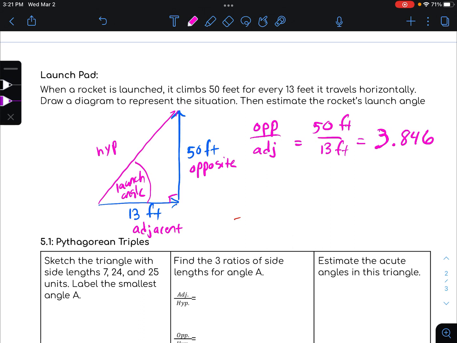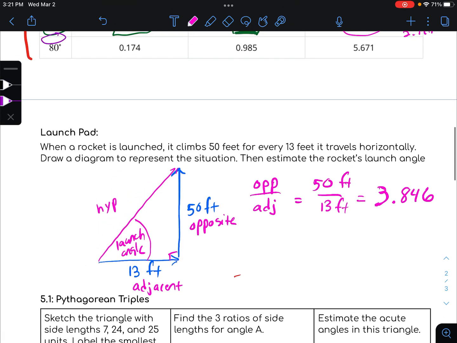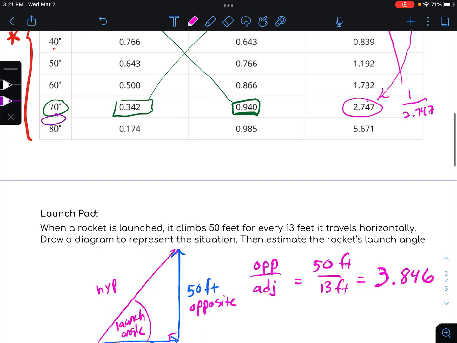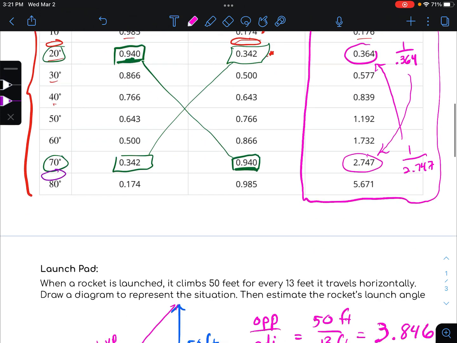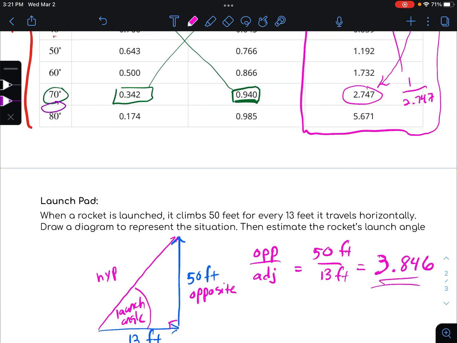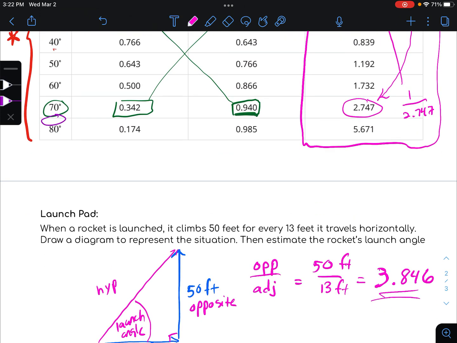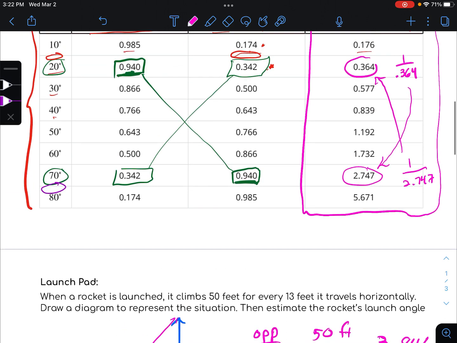Now that's a ratio, remember, that's not an angle, that's the ratio between the opposite side and the adjacent side for this situation. So now let's go back to our chart and say, okay, we're talking about the opposite and adjacent. So we're talking about this column right here. And we know that that ratio is 3.846 for our problem. So notice most of these numbers are actually less than 1. But right in between here, we get that 3.846. So right between the 70 and 80 degrees.